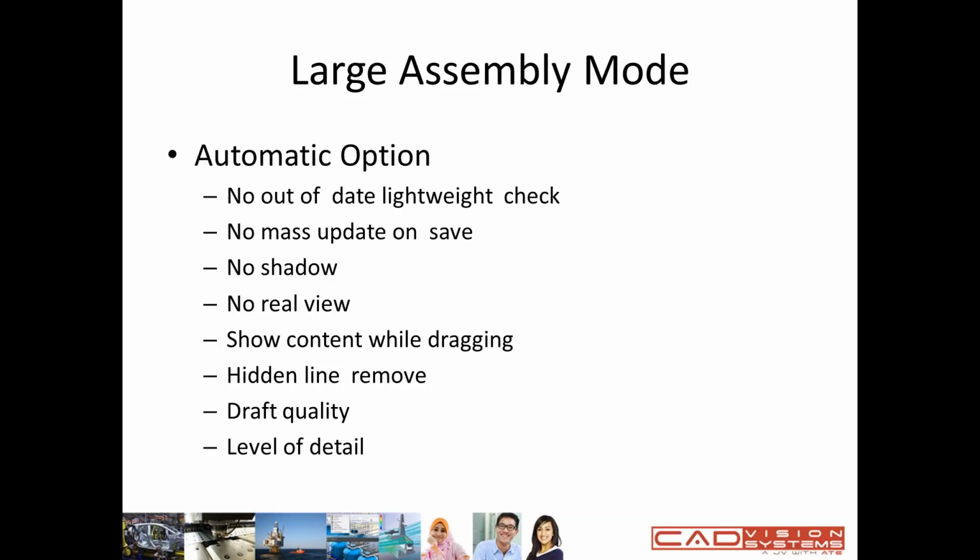But in large assembly mode, it will not do a mass update when you save. You also cannot see the shadow, and you cannot turn on the rear view. When you're dragging a component, like in a drawing or anything, you cannot see the content. It just comes out blank. Hidden line removal and the graphics quality also cannot be controlled. It's set by the large assembly mode. And if you reduce the level of detail, you also reduce the level of detail.